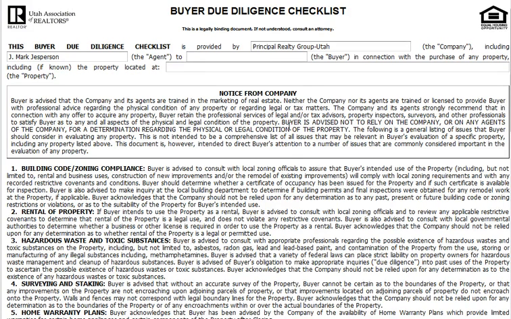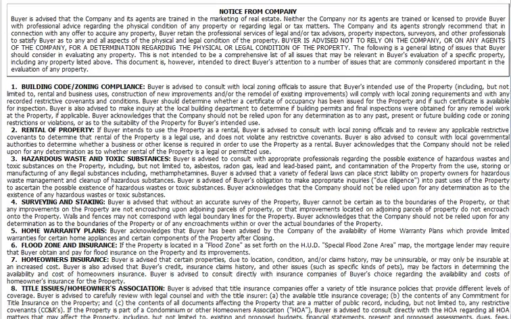This is, in essence, a disclaimer in this area, and it's indicating that the buyer is to be advised that the company and its agents are trained in marketing of real estate, and neither the company nor its agents are trained or licensed to provide buyer with professional advice regarding, and then it lists along a number of items there that you should be aware of that the agent is not an expert in or is not licensed to deal in that particular area. This is pretty much the CYA form for an agent and broker.